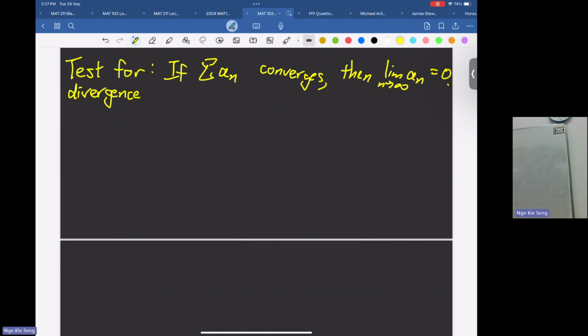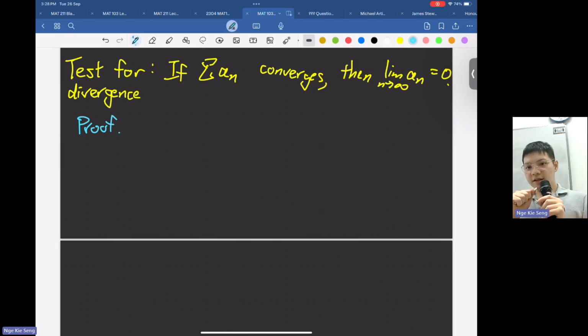So it's like you have A1 plus A2 plus A3 plus up to AN, but you throw away all the plus, and then you look at AN. Okay, the behavior of the sequence. Let me see. So let's quickly prove this. Okay, let's quickly prove this.